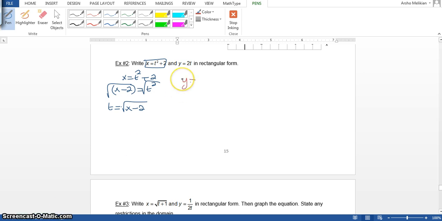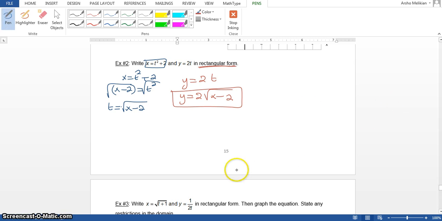So if y is equal to 2 times t, then y is equal to 2 times the square root of x minus 2. This is how we combine two equations into rectangular form, meaning x versus y. But wouldn't it be negative x minus 2? No, because you subtract 2, so it's x minus 2, and then we take the square root, and we want the positive values for t.